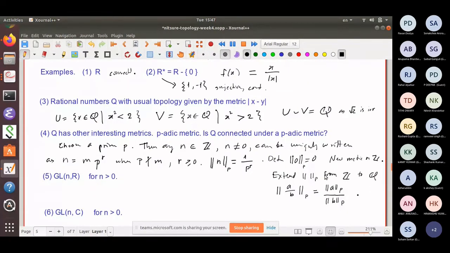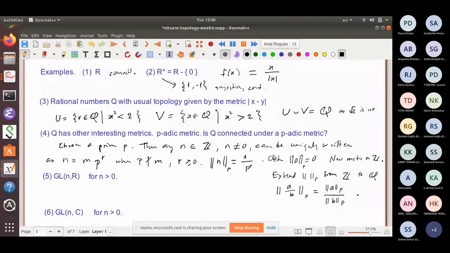This metric gives emphasis to how much P divides your number. So natural number 1 has size 1. P has size 1 upon P. P square has size 1 upon P square. P cube has size 1 upon P cube. And so the more that P divides a natural number, the closer it is to 0 in this new norm.